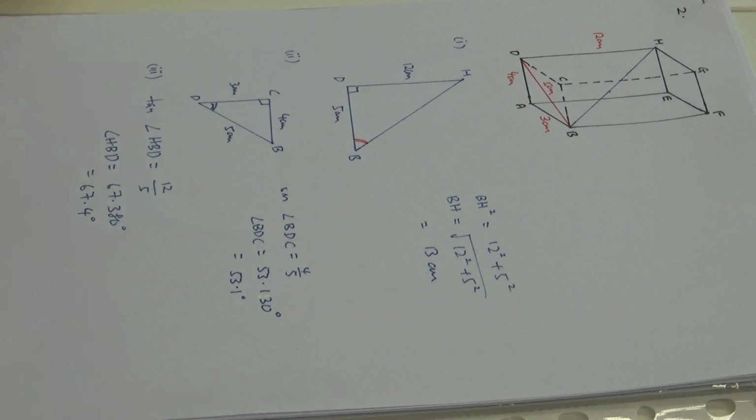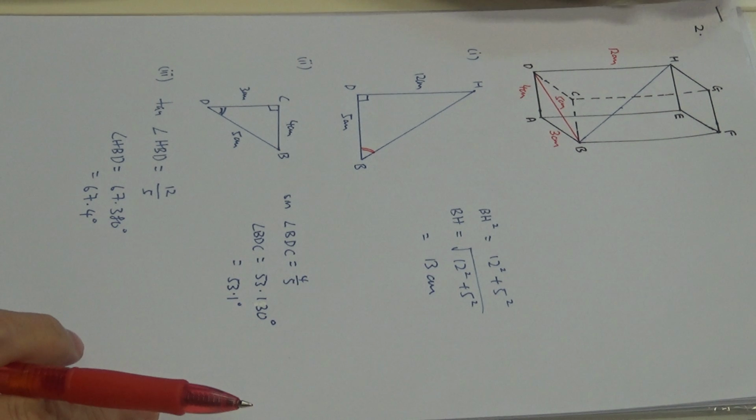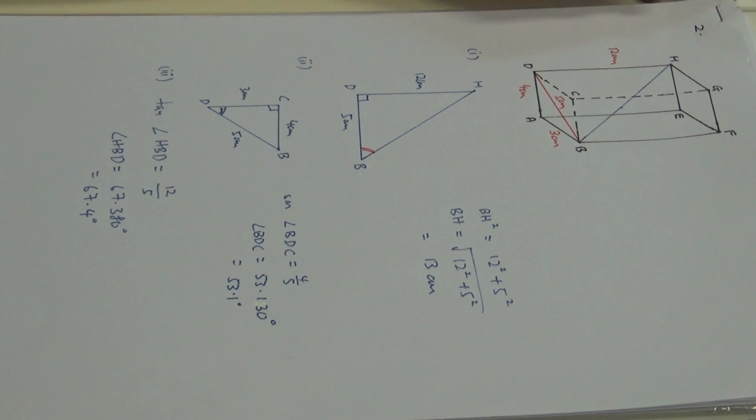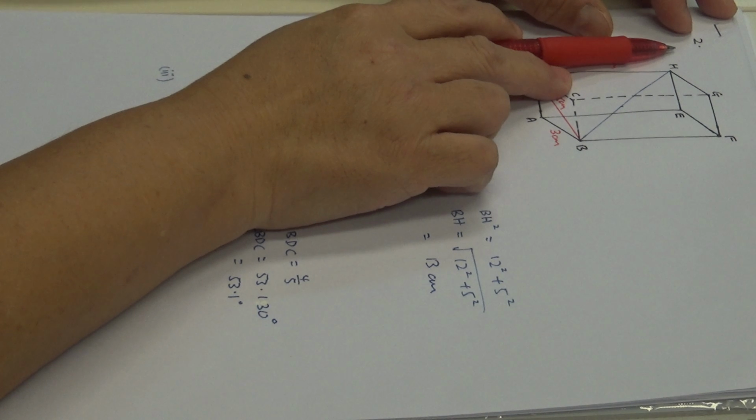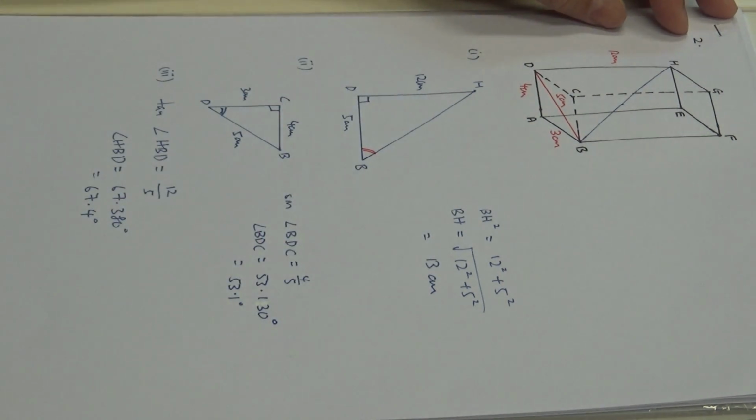Good afternoon, class. Today we are going on to the solution of exercise 7C of your E-Maths. Okay, I gave you question number 2. Note that these are 3D diagrams and you have to be very careful which triangles or which figure we are looking at. Okay, let's look at question number 2.